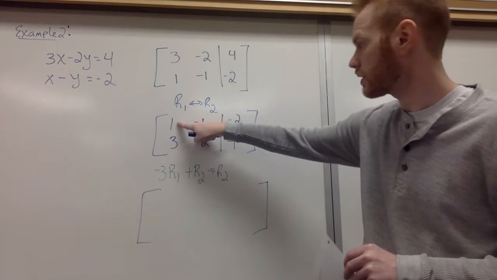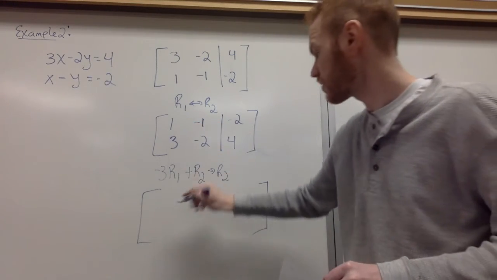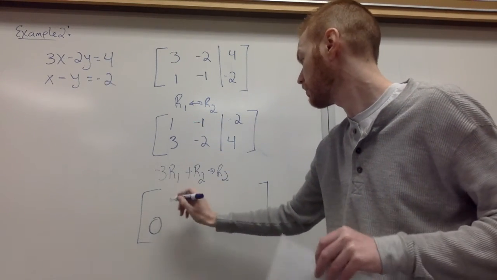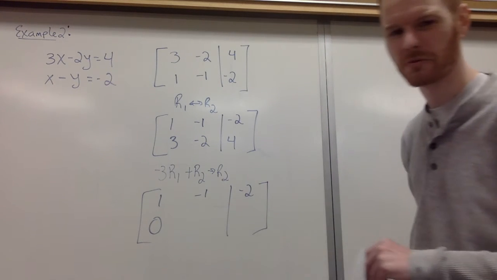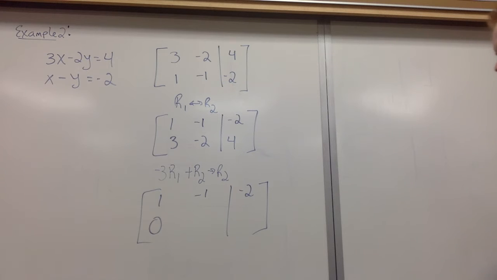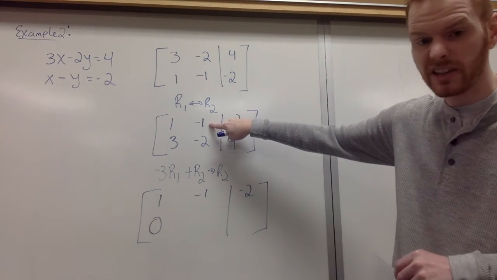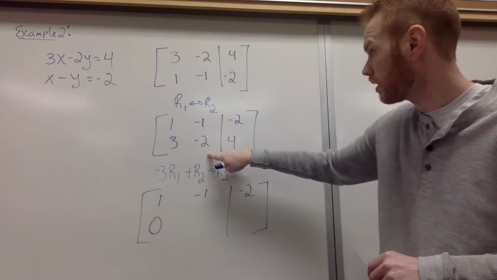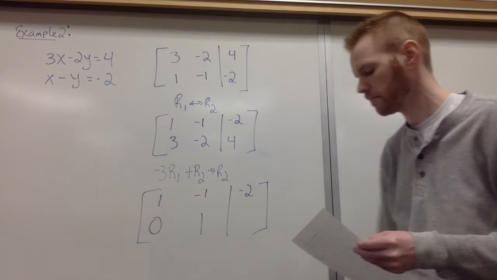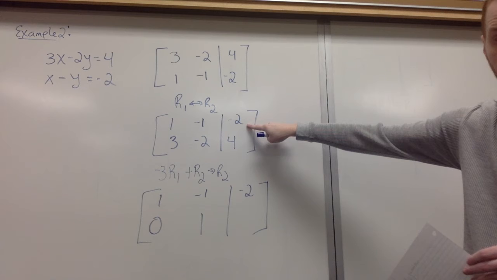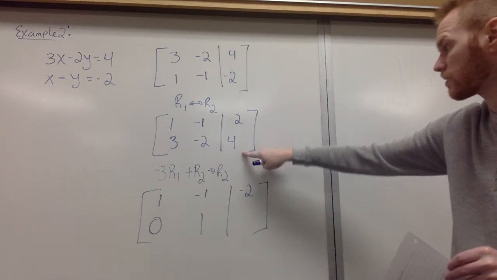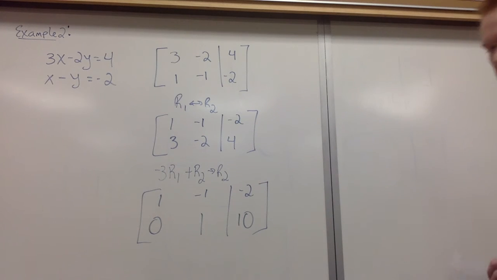So negative 3 times 1 is negative 3, plus this guy is 0. And I'll apologize right now, I should have put row 1's values there, because we're not changing them. Negative 3 times this is 3, plus a negative 2 gives me a 1. Well, this is going to work out nicely. And then negative 3 times negative 2 is 6, plus 4 gives me a 10.